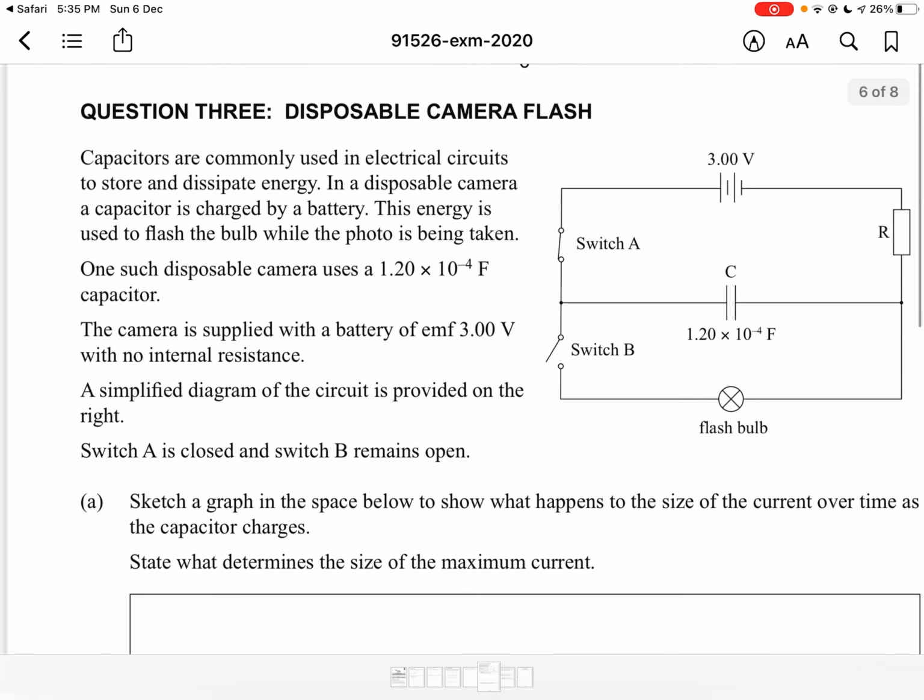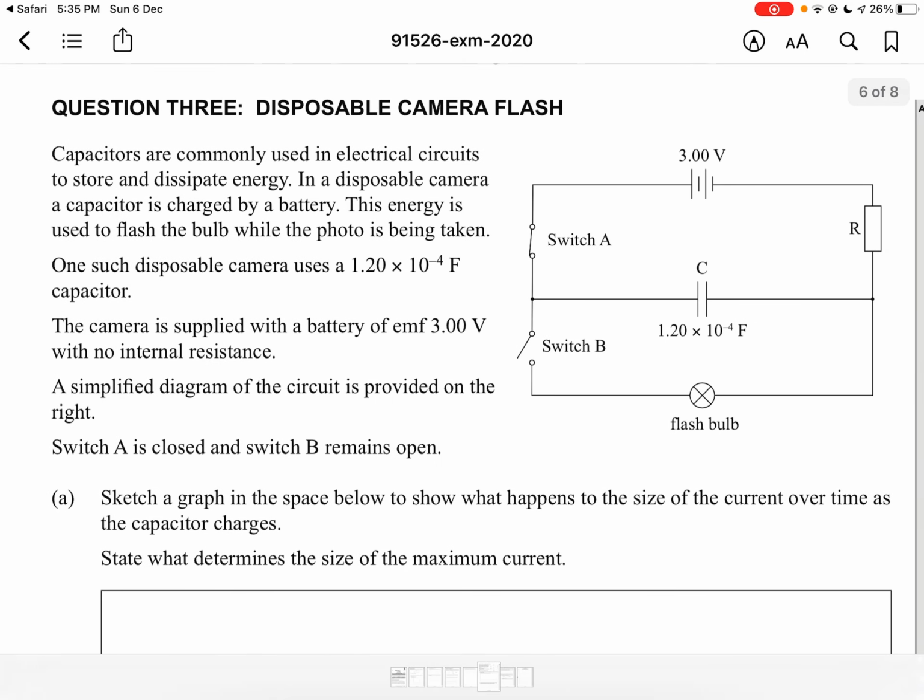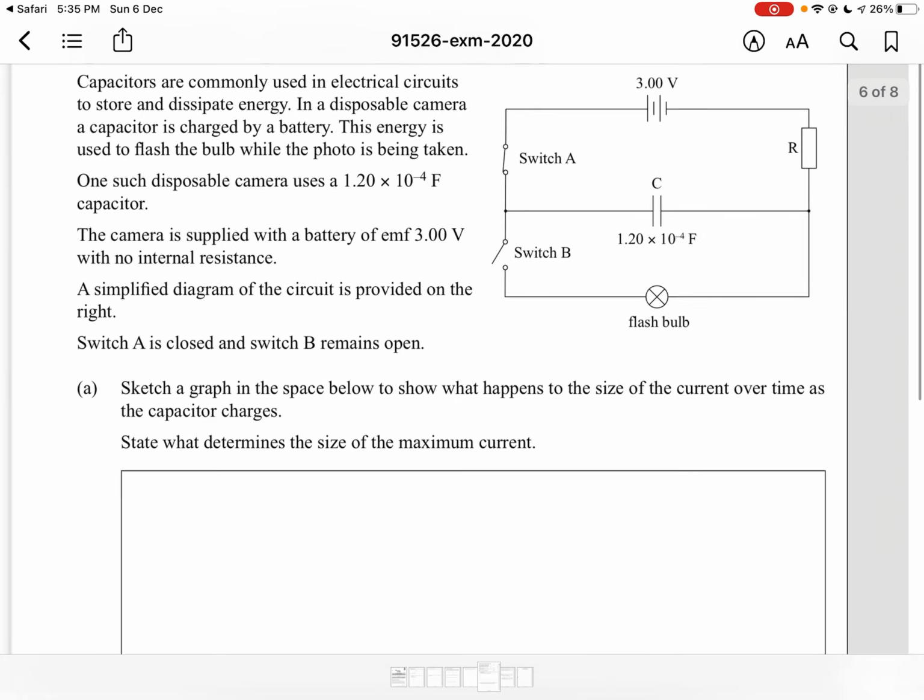So let's look at our final question here, question 3. Disposable camera flash. Capacitors are commonly used in electrical circuits to store and dissipate energy. In a disposable camera, a capacitor is charged by a battery. This energy is used to flash the bulb while the photo is being taken. One such disposable camera uses a 1.2 times 10 to the power negative 4 farad capacitor. The camera is supplied with a battery of EMF 3 volts with no internal resistance.